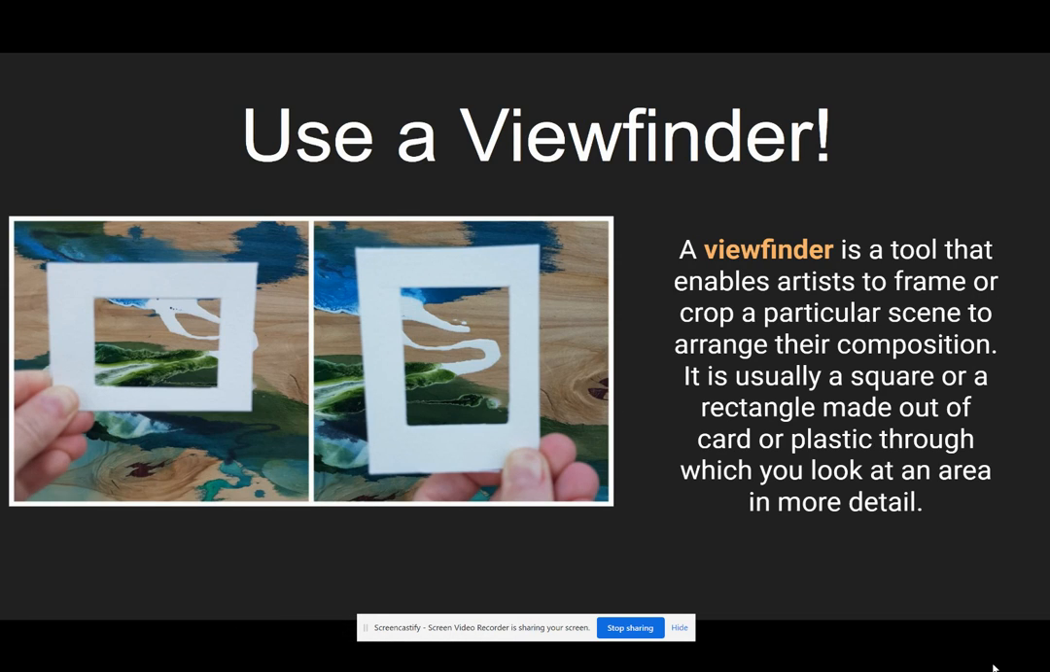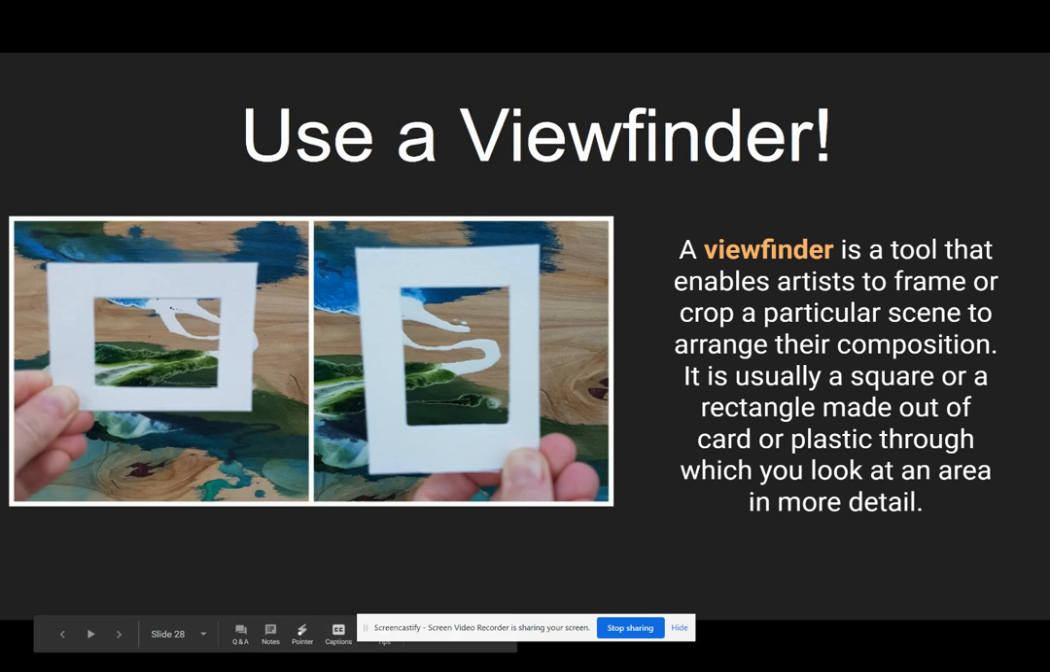Viewfinders, these are also extremely helpful. A viewfinder is a tool that enables an artist to frame or crop a particular scene to arrange their composition. So you can make these out of paper just simply by measuring out a square in the center, it would be a 1 by 1 inch square. And then that square or that rectangle that you come up with, you can hold up to a scene, and you can crop everything out around that scene and only see what is inside this square here.